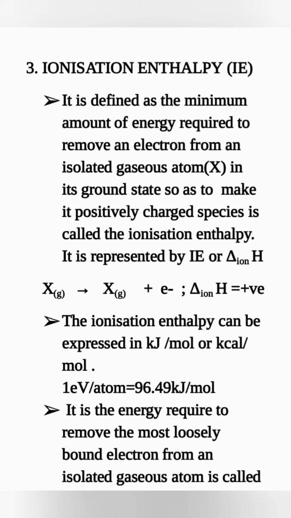It is represented by delta H ionization, and the equation is: for X the atom, it will dissociate, releasing one electron, and it becomes X plus, and delta H ionization, the ionization enthalpy, will be positive. The ionization enthalpy can be expressed either in kilojoules per mole or kilocalories per mole, or sometimes in terms of electron volt per atom also. So this is about ionization enthalpy.